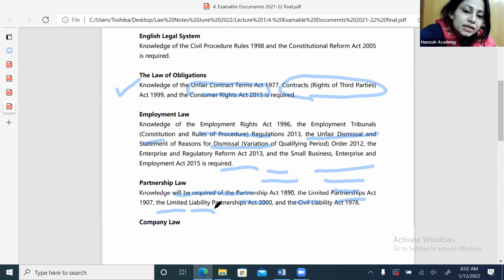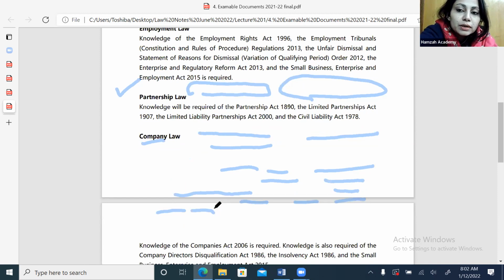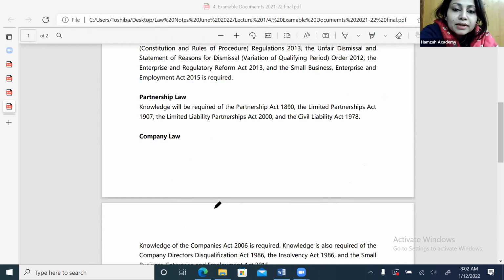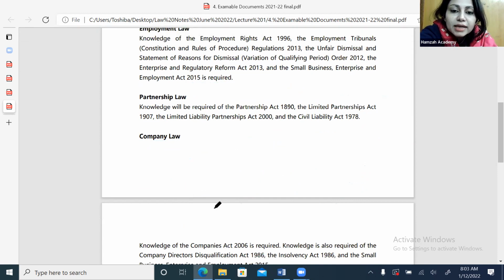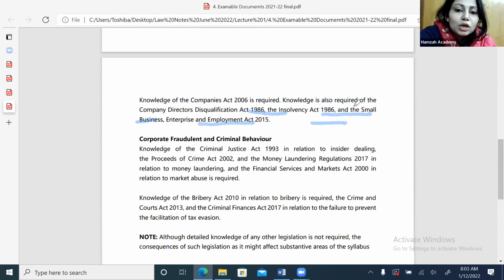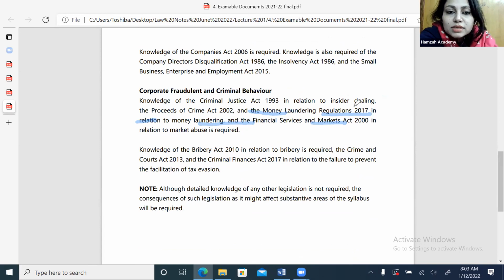After that, we will study partnership, in which we will study the Partnership Act 1890, the Limited Partnerships Act 1907, the Limited Liability Partnerships and the Civil Liability, and then company law. In company law, we will study the Companies Act 2006 and the Company Directors Disqualification Act 1986, the Insolvency Act and the Employment Act 2015, then corporate and fraudulent behaviour, the Criminal Justice Act 1993.